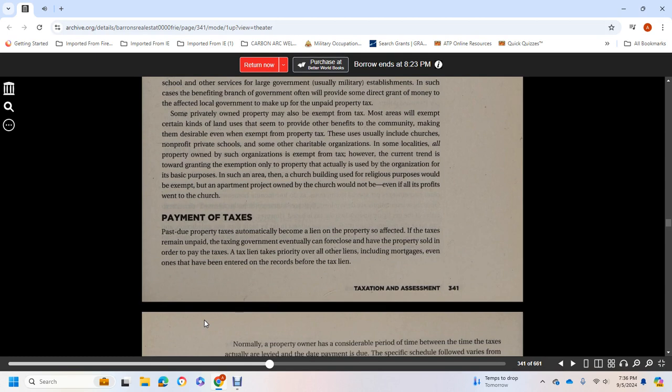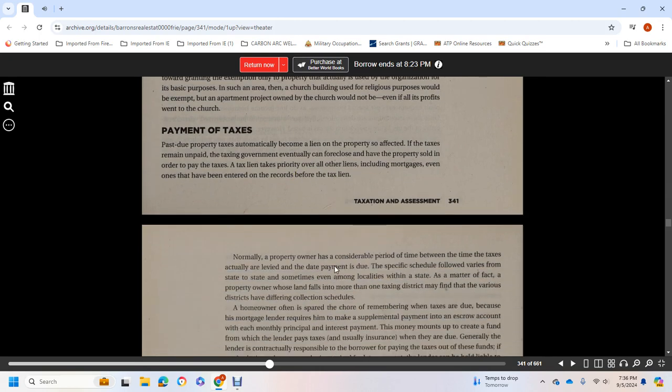The taxing government can eventually foreclose on the property and sell it in order to pay the tax. This is a tax lien on the property, which has priority over all other liens, including a mortgage, even ones that are entered in the records before the tax liens.